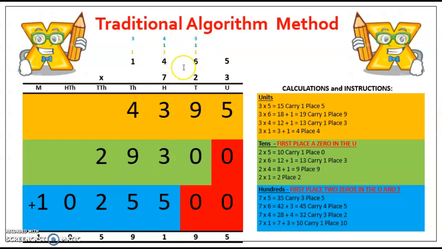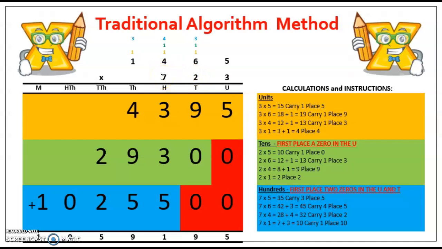Right, 2 times 4 is 8. We add the 1 that we carried over, and we get 9. We put the 9 down. Next, we say 2 times 1 is 2, and we place down the 2. There's nothing more to multiply out, so we stop. Right, our tens are now done. We move along to the hundreds.